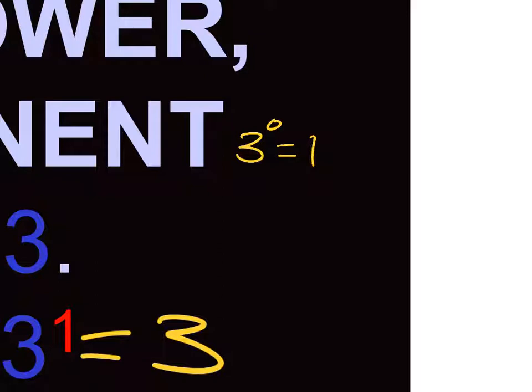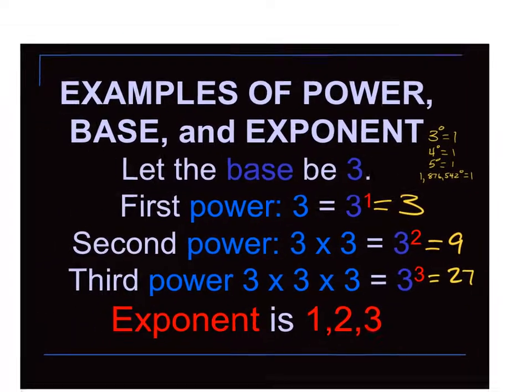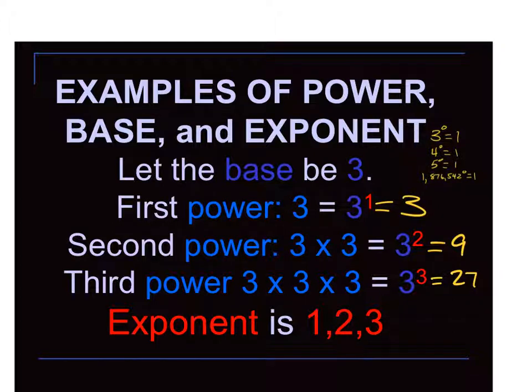So it's the same as 4 to the 0 power is 1. 5 to the 0 power is 1. 1,876,542 to the 0 power is also 1. Any number raised to the 0 power, with the exception of 0, which doesn't work, will always equal 1. That's one of those rules that comes up occasionally that we need to remember. So it's the 0 power that usually gives people a lot of trouble. It doesn't come up that often, but when it does, you should know that that's what that means.